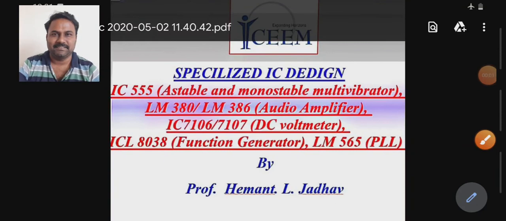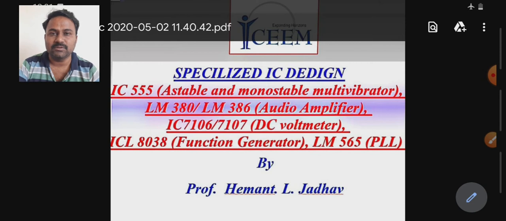Hi friends, welcome back. In this video, we will discuss the design of audio power amplifier using IC LM380 or LM386. In the previous video, we discussed the design of some circuits based on IC555, that is circuit design of astable multivibrator using IC555, which is also called a square wave generator or free running multivibrator. Then we discussed the circuit design of monostable multivibrator, also called a timer circuit. So by using those circuits you can design your own square wave generator or your own timer circuit by using IC555.